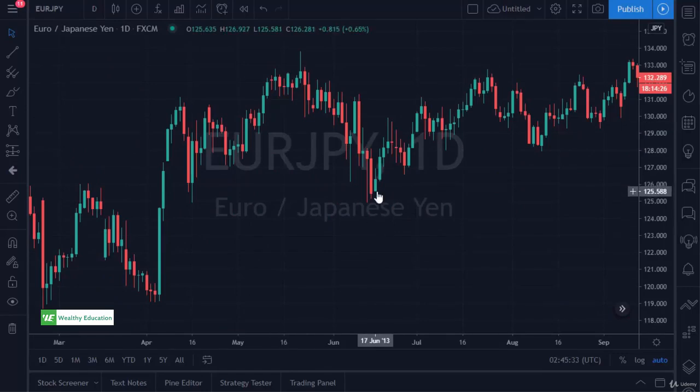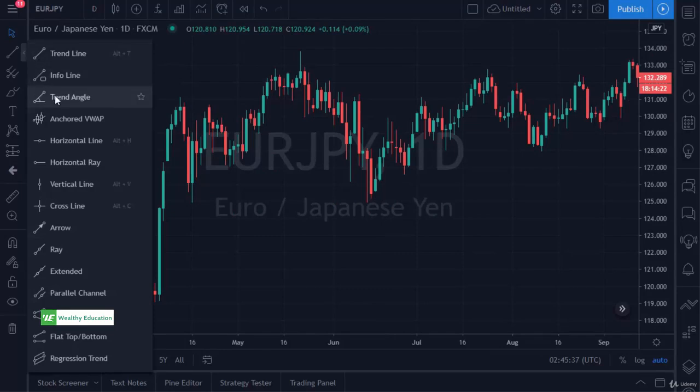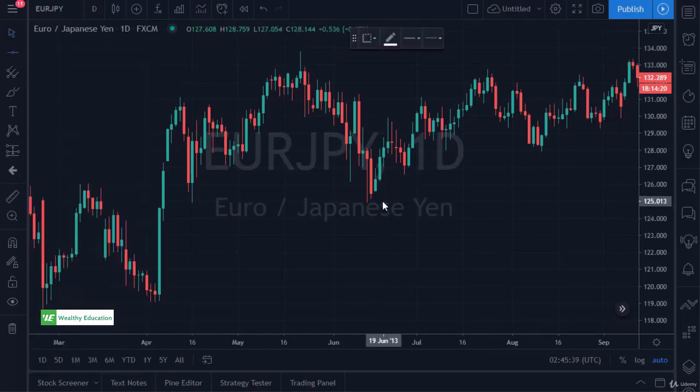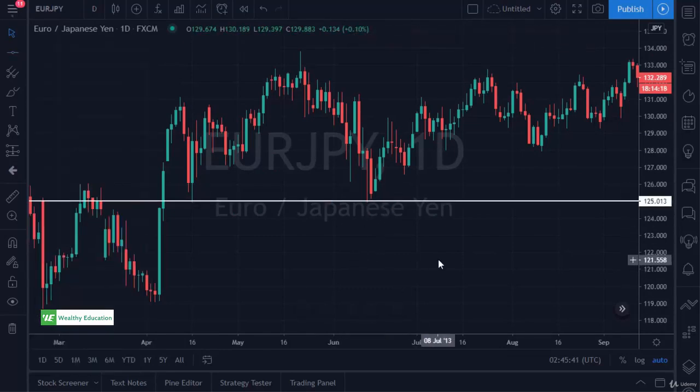Euro, yen, we had this little gap here. So what's important about this area? Well, the first thing that you're going to see is that we were right at the 125 level. We found support. We formed a hammer there. We pulled back. We could not break down below the hammer. And then we formed this.